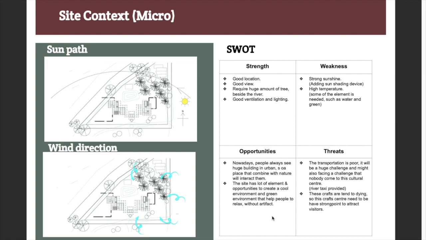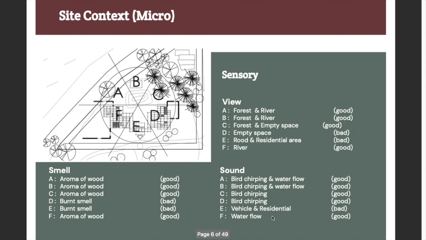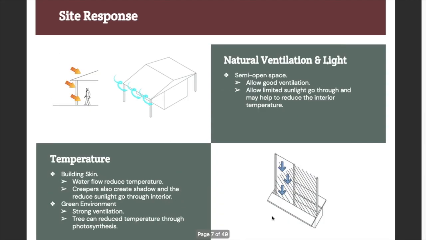From the SWOT, we can find that this site has a good location, good view, and good ventilation and lighting, but strong sunshine will make the temperature higher, and the transportation is poor, so a river taxi will be provided in my design. The sensory analysis is also done: the view, the sound, the smell, and it is divided into six directions for the site context.